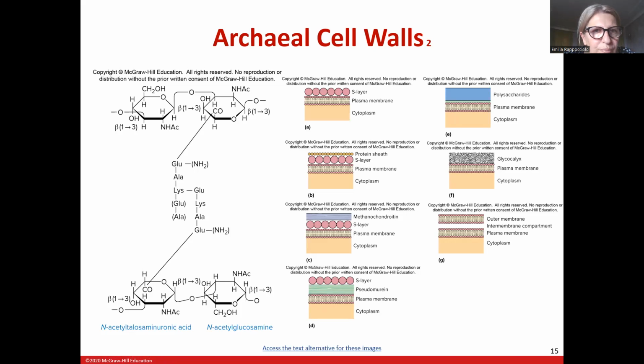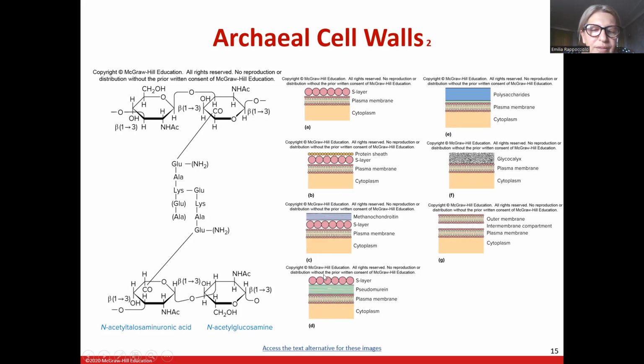Methanochondroitin is a sugar and protein-based substance containing methane. This is found in the archaea that produce methane as part of their metabolism. Then you can have plasma membrane, pseudomurein, and S layer.